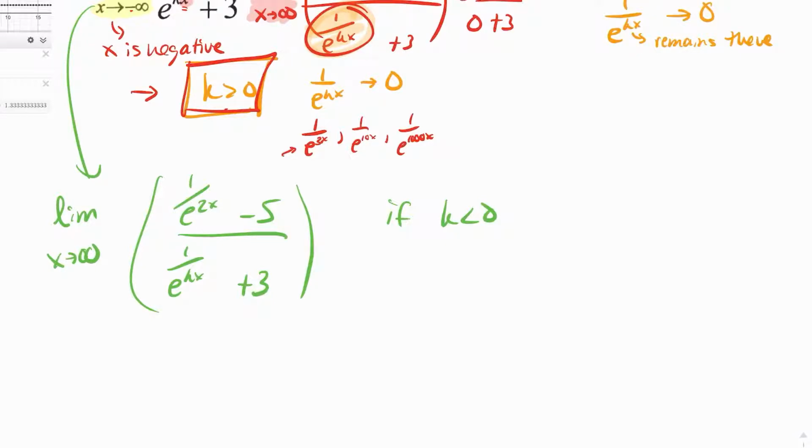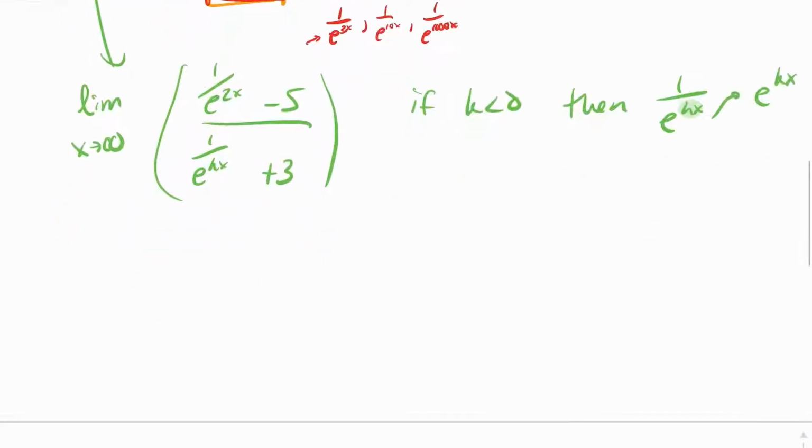Well, if k was negative, then for this term with 1 over e to the kx, the exponent here would be a negative number again. So it would flip back over to look like e to the kx. So let's think about that. If k was a negative number, we would rewrite this one more time as the limit as x is going to infinity. Now on top, we still have the same expression.